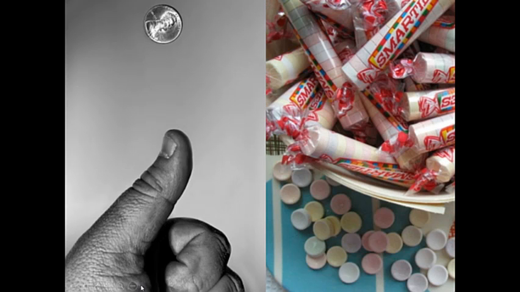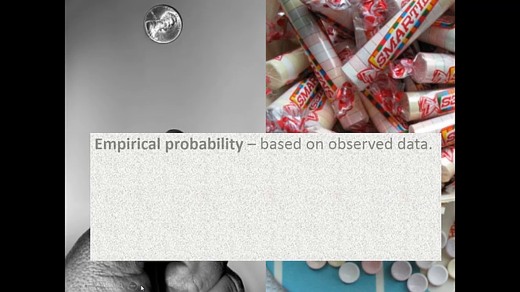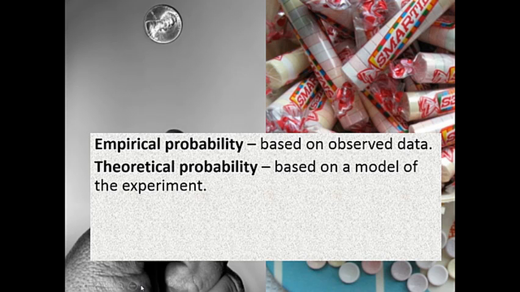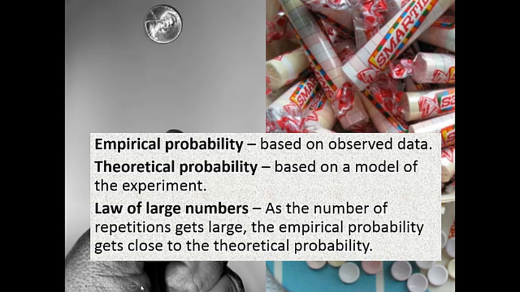One goal of the activity was to distinguish between empirical probability, which is based on observed data, and theoretical probability, which is based on a model of the experiment. The law of large numbers tells us that as the number of repetitions of an experiment gets large, the empirical probability gets close to the theoretical probability.